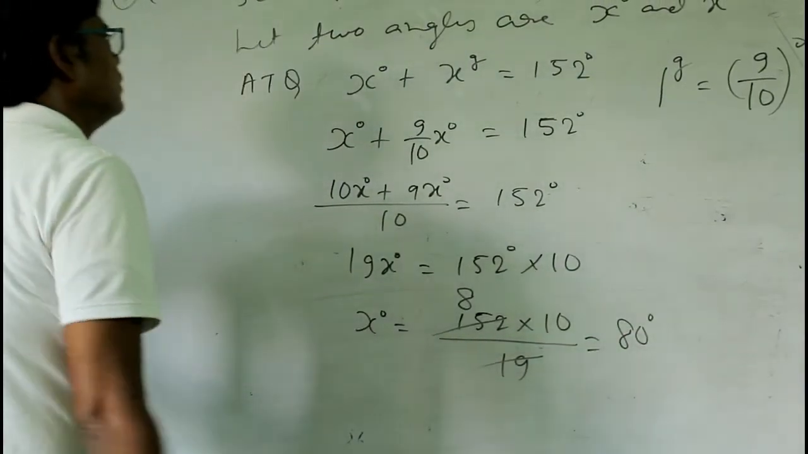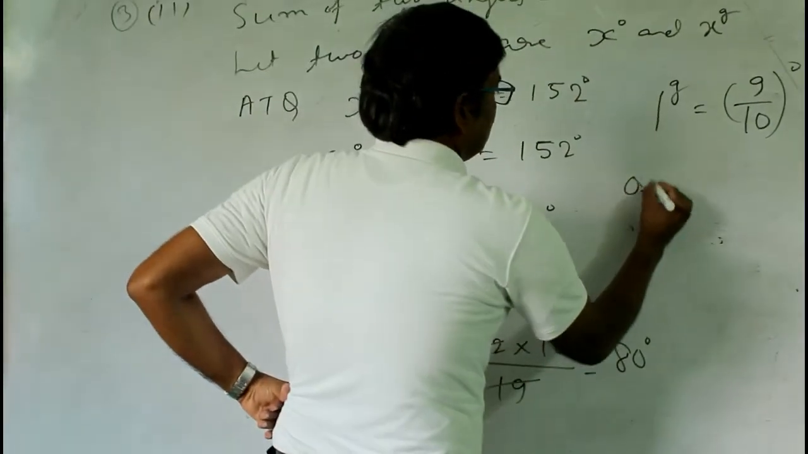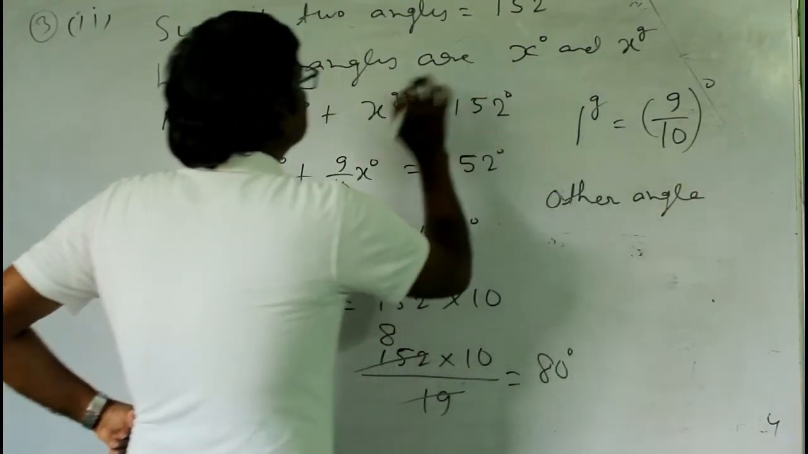So here the value of one angle is 80 degree. Then what is the measure of the other angle? Then write other angle equal to, that is this angle.